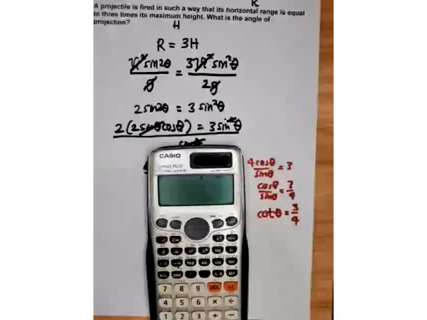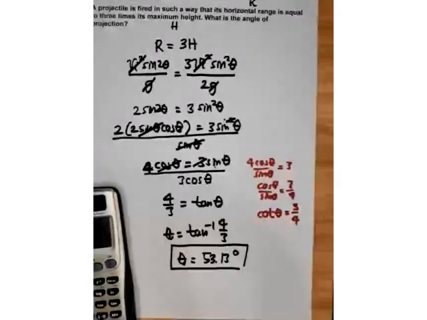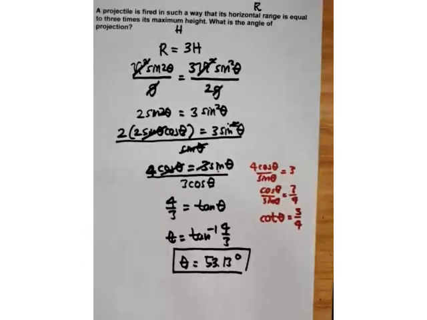Okay, anyway, so yung sagot, 53.13. Negative 126. Saan ba yun? Ayan. Okay? Okay, so let's proceed to another example.